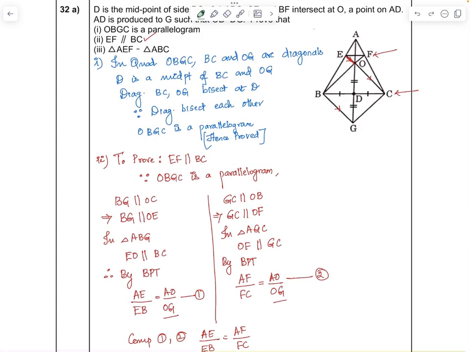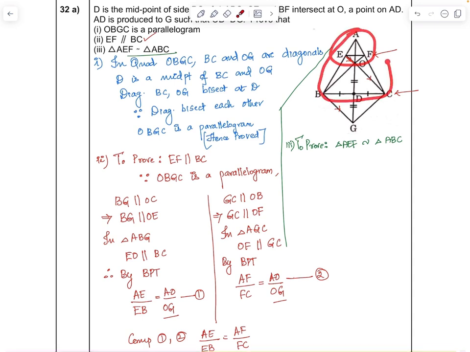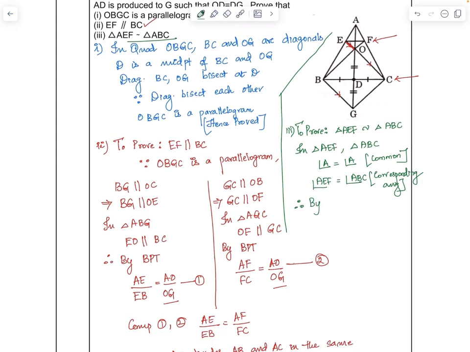The third statement says, prove that triangle AEF is similar to triangle ABC. Now, let's look at the triangles AEF and ABC. Angle A is common in both, and angle AEF is equal to angle ABC because they are the corresponding angles as EF is parallel to BC. Therefore, by AA similarity, triangle AEF is similar to triangle ABC. Hence, proved.